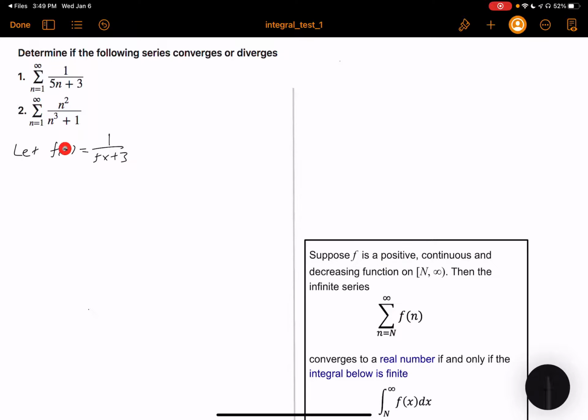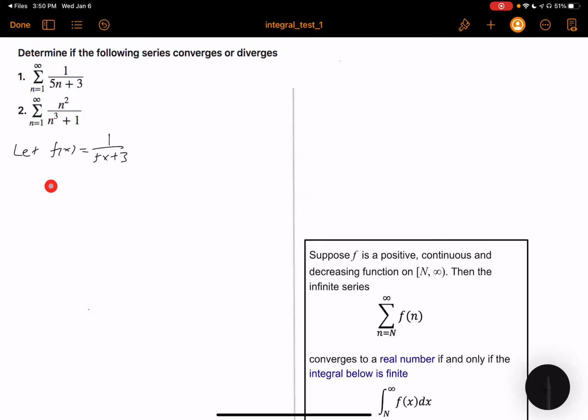So f is positive, of course, when x is greater than or equal to 1. It's continuous, and it's obviously decreasing. So we can use the integral test. So all we have to do is to look at the integral here.